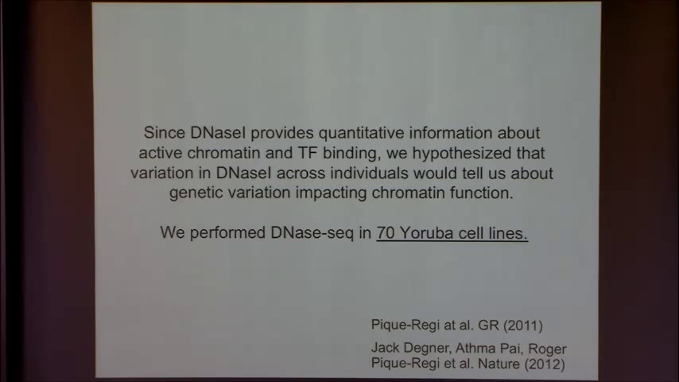So the idea that we had was that since DNase I is providing this information about active chromatin for a large variety of types of active chromatin, by looking at variation in DNase I sensitivity across individuals, we'd be able to identify SNPs that are affecting this early stage of gene regulation. And so we did DNase I sequencing in 70 Yoruba cell lines, which was quite a challenging experiment, which was led by Athma Pai, who is a wonderful graduate student in Yoav Gilad's lab.